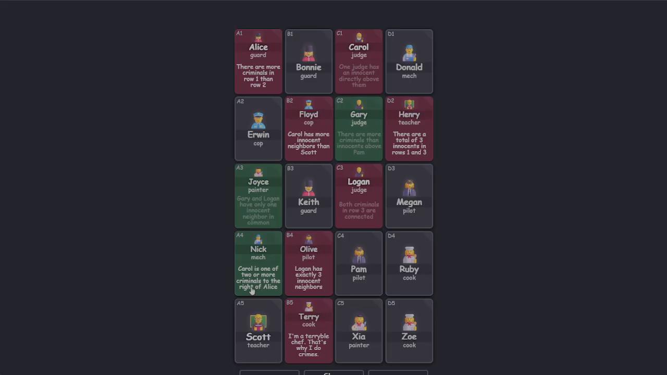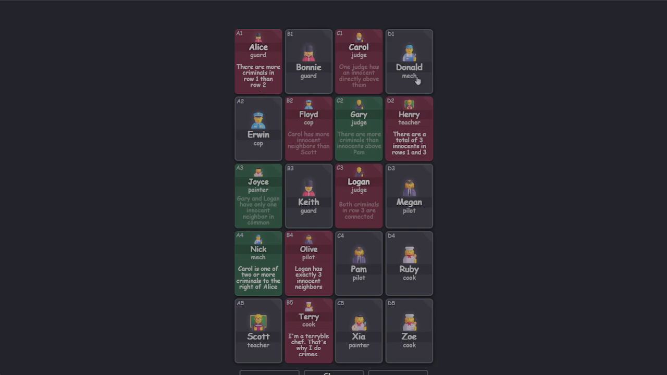So that means this clue is done. Carol has more innocent neighbors than Scott. We know that Bonnie or Donald must be innocent. One of them's innocent and one of them's a criminal. So let's go through the clues we haven't gone through. There are more criminals in row 1 than row 2.